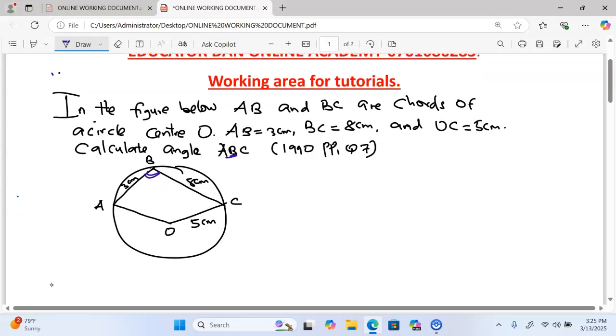We are required to calculate this angle B because the angle in question is the angle at the center there. We are going to begin by subdividing this quadrilateral into 2, or simply joining B to O. OC is the radius, OA is the radius. That means this distance OA and OC are the same, meaning we are going to have 5 centimeters as OA. Remember, OB also is the radius, and therefore this one is also 5 centimeters.